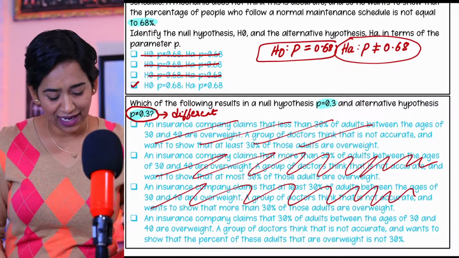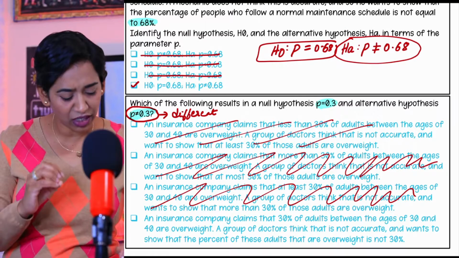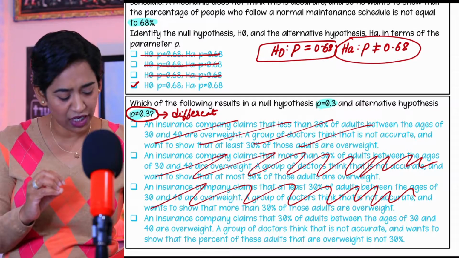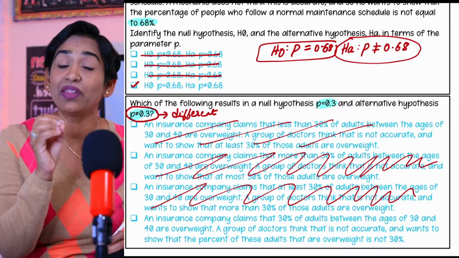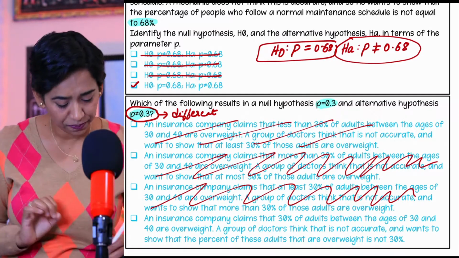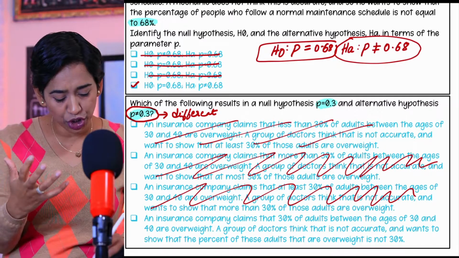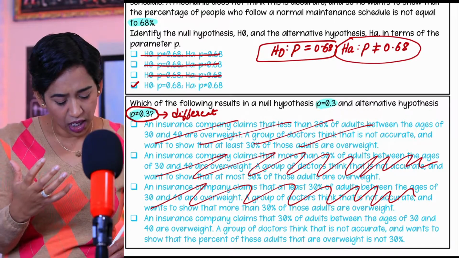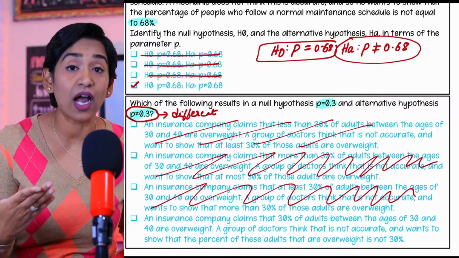Let's go ahead and read the last one. An insurance company claims that 30% of the adults between the ages of 30 and 40 are overweight. So you see that? They're claiming 30% are overweight. That means it's 30% equal to. A group of doctors think that this is not accurate and want to show that the percentage of these adults who are overweight is not 30%.